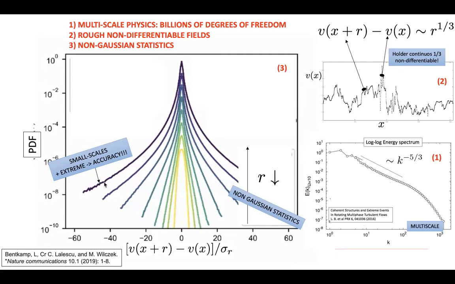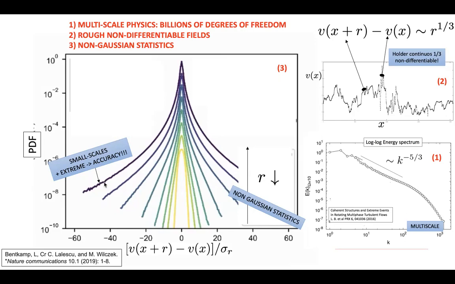We always put ourselves in the situation where the flow is so chaotic that only statistical approaches are meaningful. There is no meaning in asking for one particular realization of the flow. The three reasons why the problem is the backbone problem are summarized here.